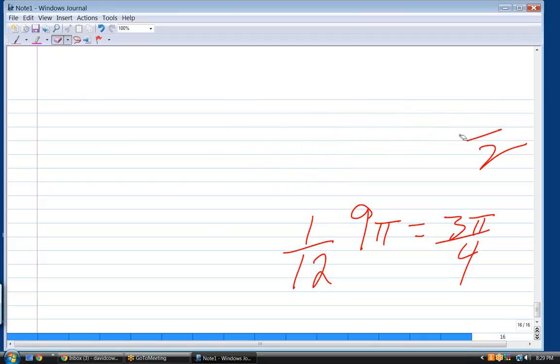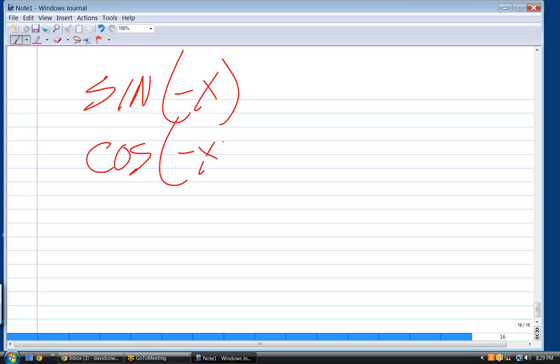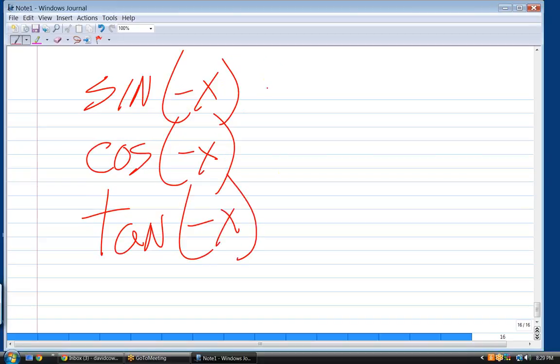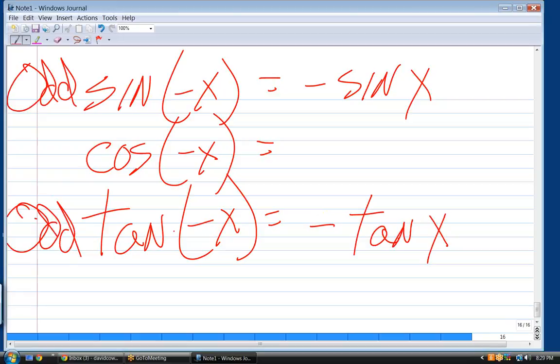One last thing about trig. Let's just cover it before I forget. Okay. What are each of these equal to? Negative sine x, negative cosine x, and negative tangent x. These are odd functions. Because they're odd, the function of a negative variable is the same as negative the function of the variable.